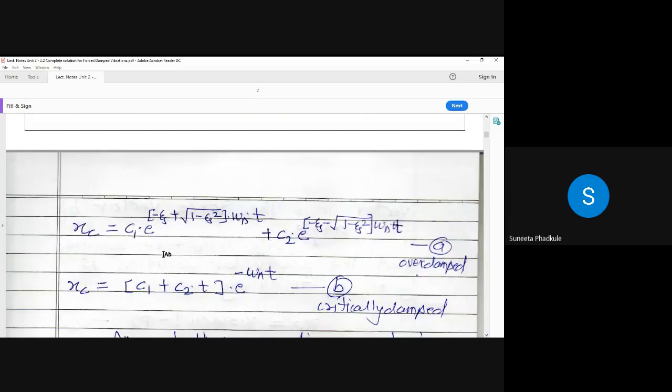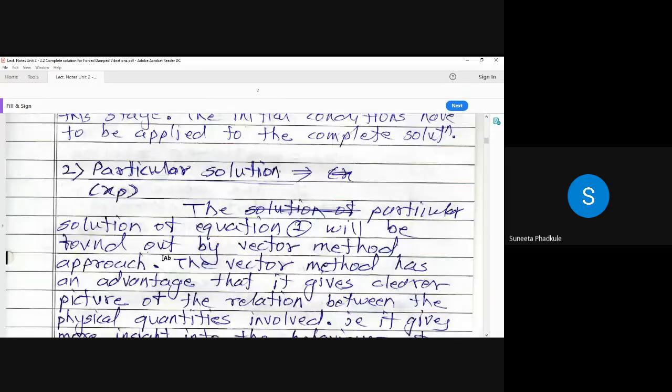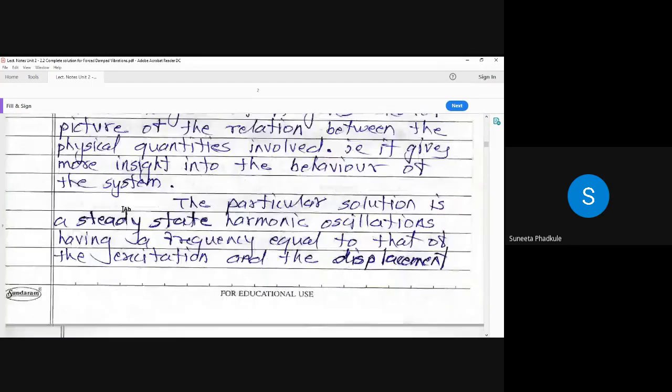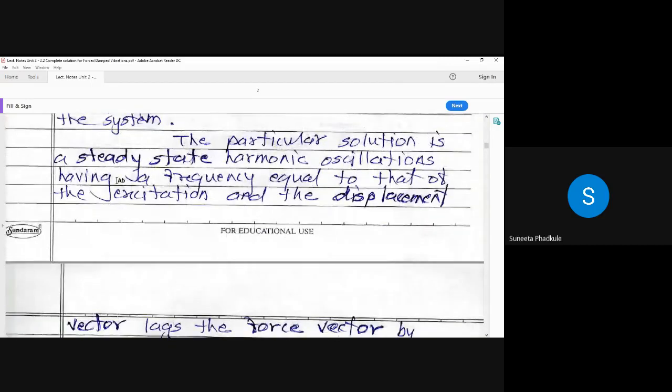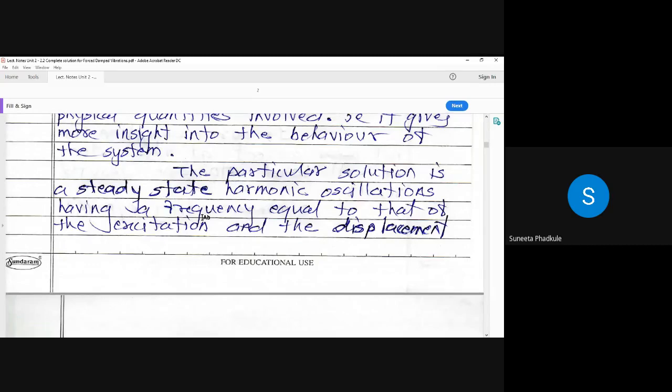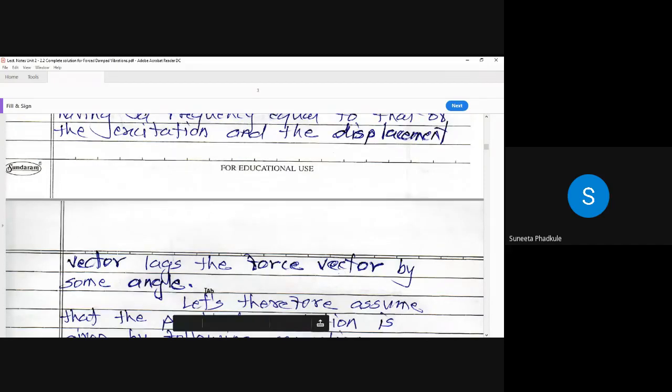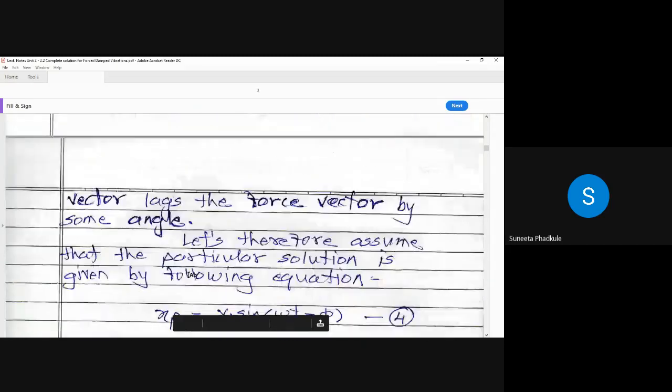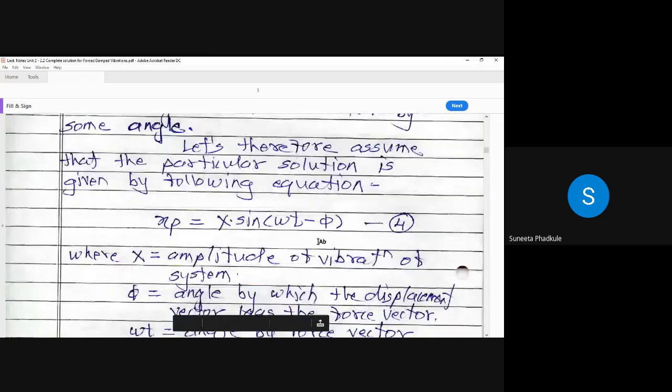Okay, so let us revise here. The particular solution xp is known as a steady state harmonic oscillation. So what is the assumption we did? The particular solution is steady state harmonic oscillation having a frequency equal to that of the excitation, and the displacement vector lags the force vector by some angle, which we are calling phi. So this is the mathematical expression: Xp is equal to capital X into sine omega t minus phi. This is the displacement vector.